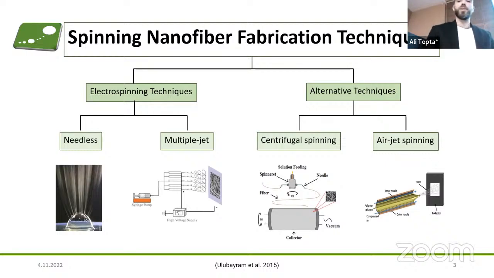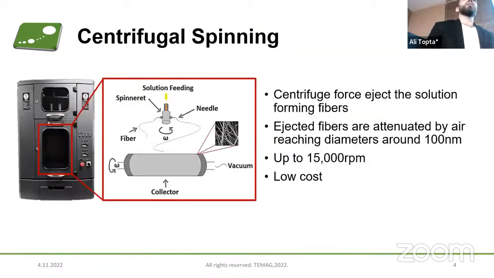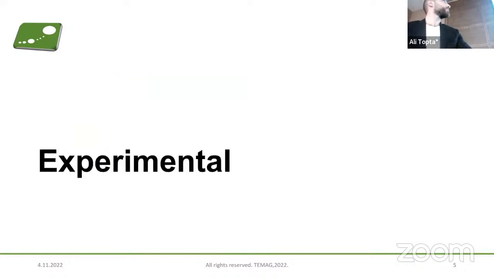In centrifugal spinning, we mainly use a motor-rotated nozzle that spins at very high speeds, up to 15,000 RPM, ejecting the fibers and evaporating the solvent of the polymer solution, and finally obtaining the nanofiber. It's known to have a lower cost in comparison to electrospinning.